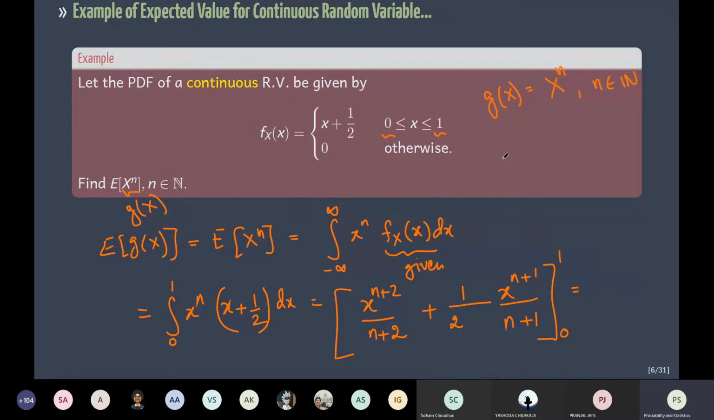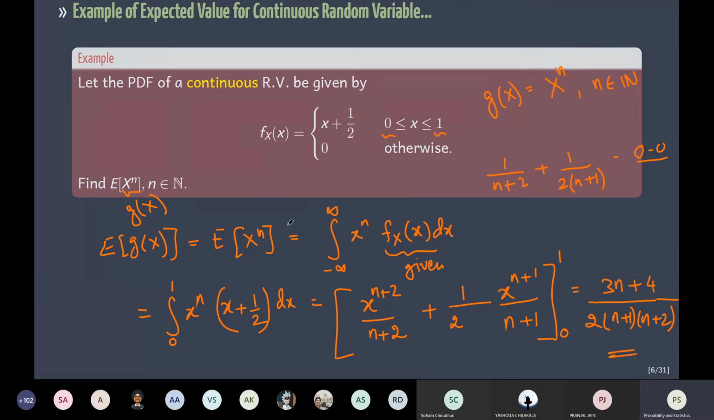Let me work it out. 1 by n plus 2 plus 1 by 2 times n plus 1, and then minus the terms at 0, which are all 0. If we simplify, the denominator is 2 times n plus 1 times n plus 2, and on the top we have 3n plus 4. So that's the answer.